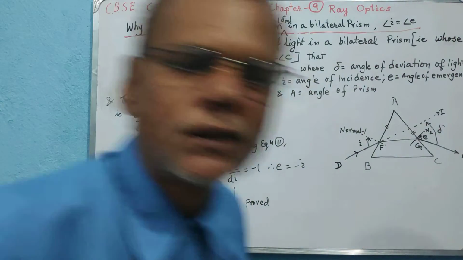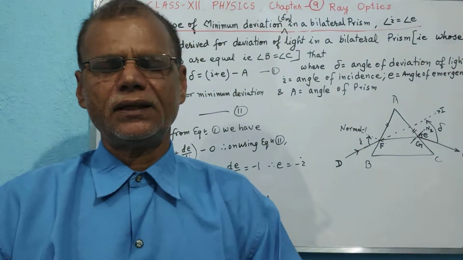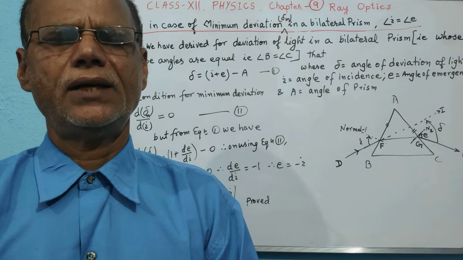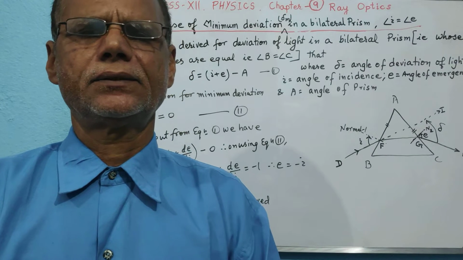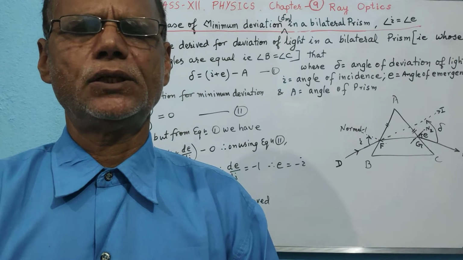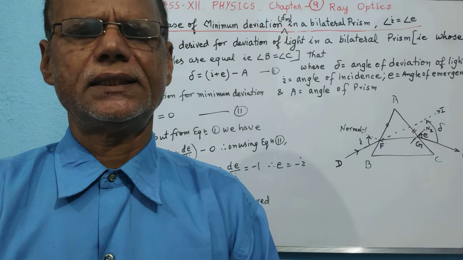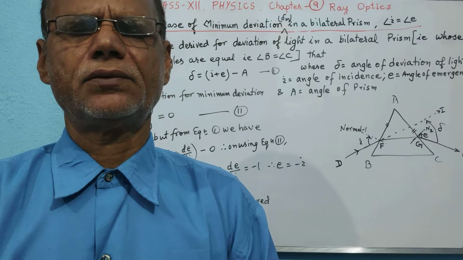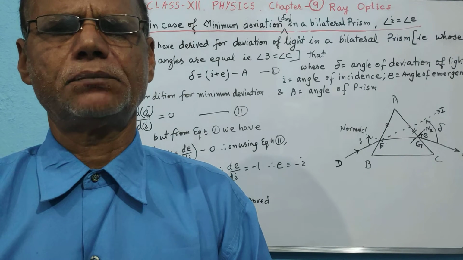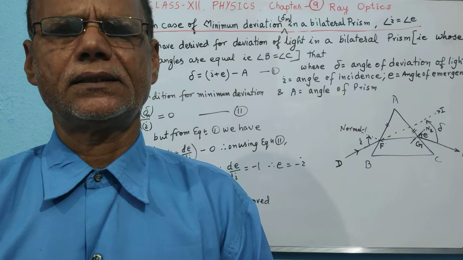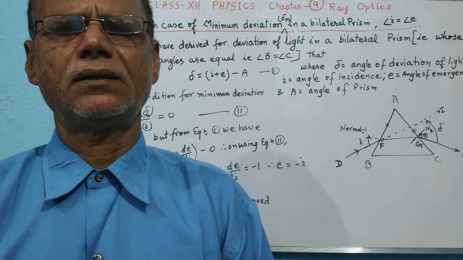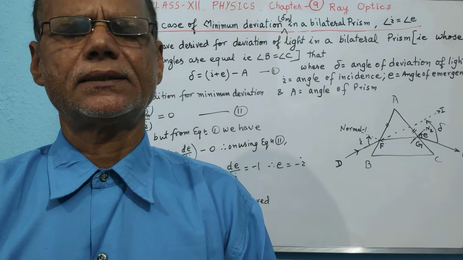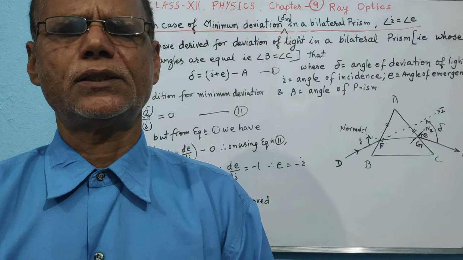Dear students, today we are going to learn a very interesting thing: why we take the angle of incidence to be equal to the angle of emergence when the ray is suffering minimum deviation while passing through a prism having bilateral sides, meaning two equal sides. In that case, we take the angle of incidence equal to the angle of emergence.